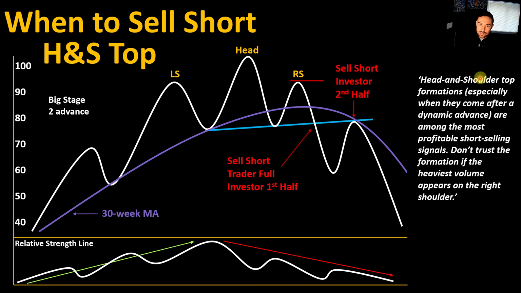Head and shoulders top formations, especially when they come after a dynamic stage 2 advance, are among the most profitable short selling signals. Don't trust the formation if the heaviest volume appears on the right shoulder. If you suddenly see a really large increase in volume over here on the right shoulder, it could be a sign that there's a lot of accumulation going on and could be a short trap. So Stan would say over here on the right shoulder, you actually want to see less volume, drying up relative to what you've seen prior in the base, below, say, the 30-bar average, whether that's the weekly chart or the daily chart. And the relative strength may have been really strong, and you'd like to see relative strength deteriorating going into it, and the group deteriorating as well.